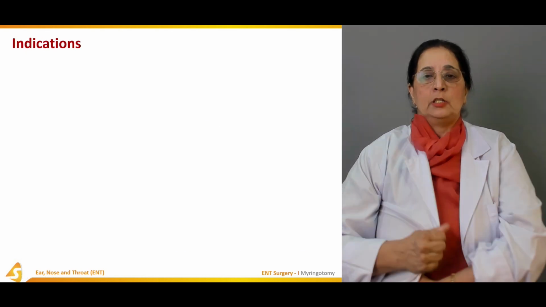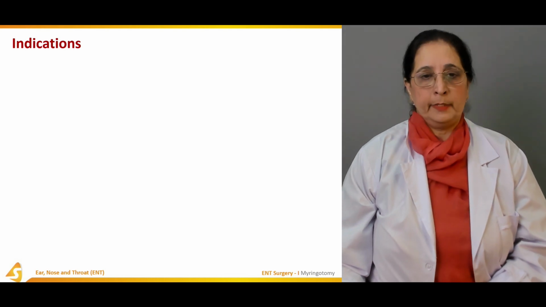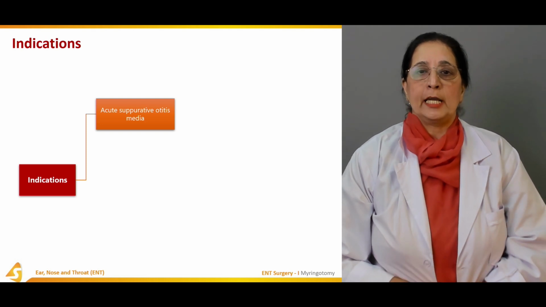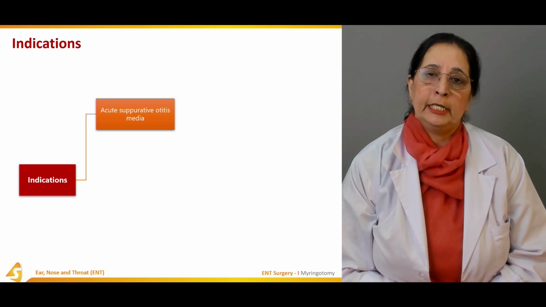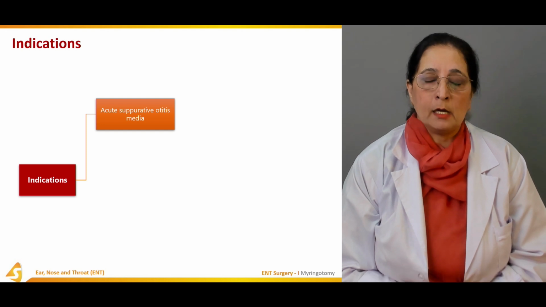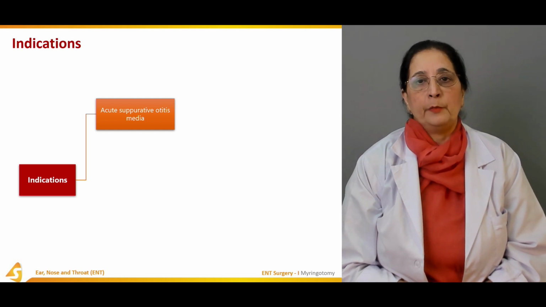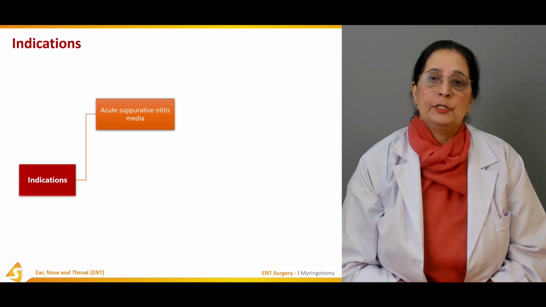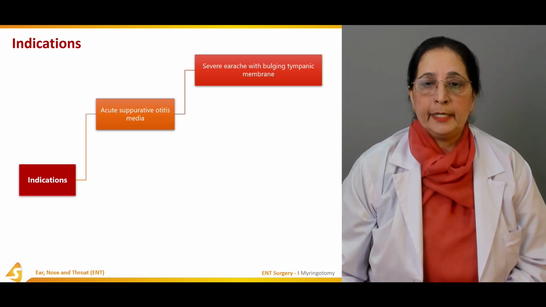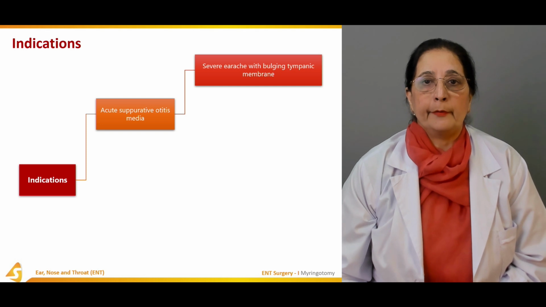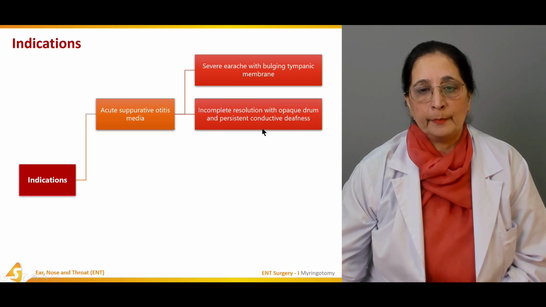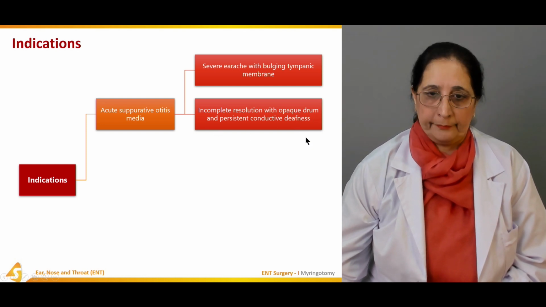Next, the indications of the myringotomy. The indications are acute suppurative otitis media. A very common indication of myringotomy is suppurative otitis media, a middle ear infection with the formation of pus or abscess. Severe earache with bulging tympanic membrane is present. Incomplete resolution with opaque drum and persistent conductive deafness.